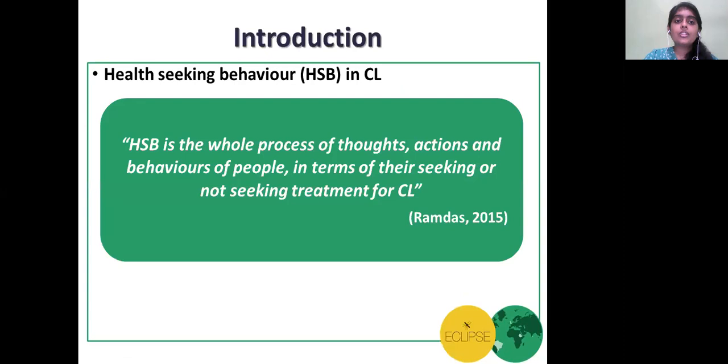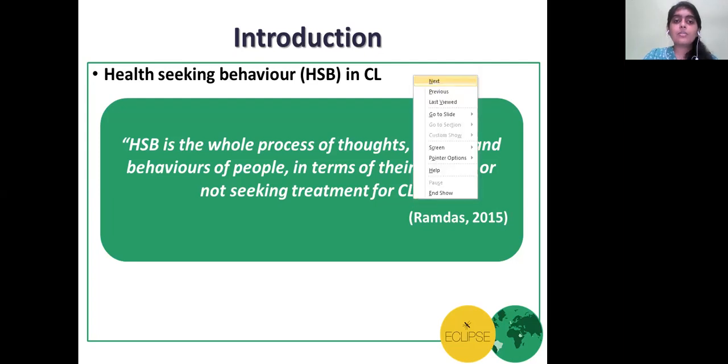As an introduction to the research topic, health-seeking behavior in CL has been defined by Ramdas as the whole process of thoughts, actions, and behaviors of people in terms of their seeking or not seeking treatment for CL. This will be the basis for the present study.